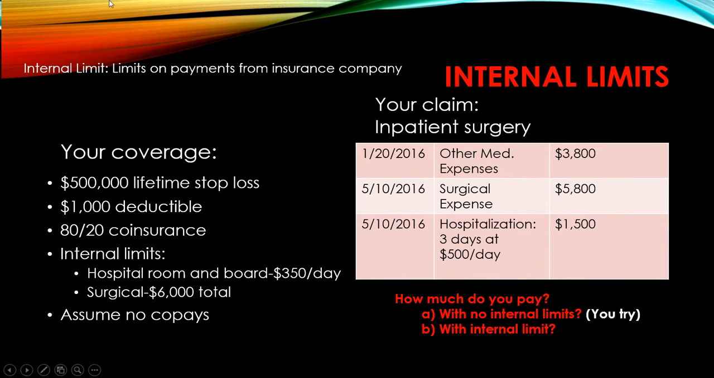We also have something that's very similar called an internal limit. This is not a protection for you, but this is a limit on what the insurance company will give you. So the example here I've given you is some different types of limits. $500,000 lifetime stop loss. That protects you, right? If you get more than $500,000 in your lifetime, the insurance company is going to pay 100%.